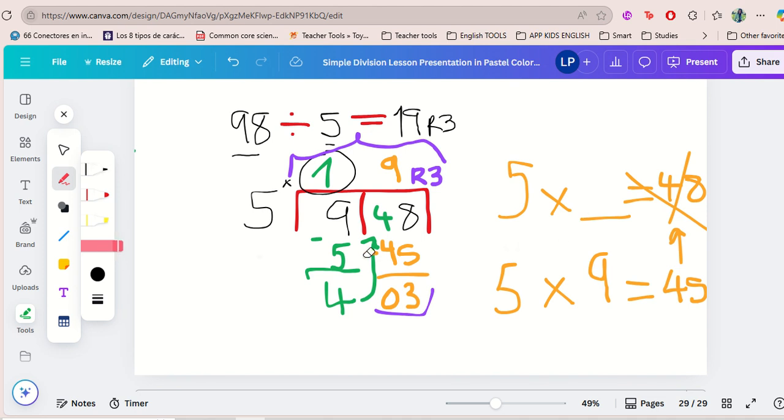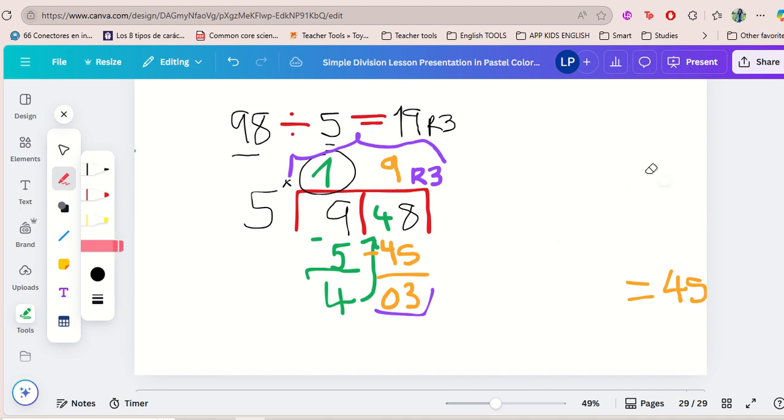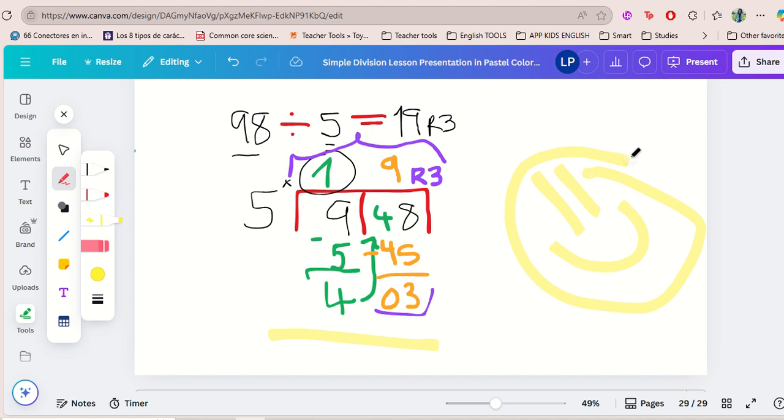That's everything that we have been learning in our classes. Remember that multiplication is related with division. As you can see here, we are working with multiplication to know the answer of this division. So that's why multiplication is very important for us. But excellent job, my friends.